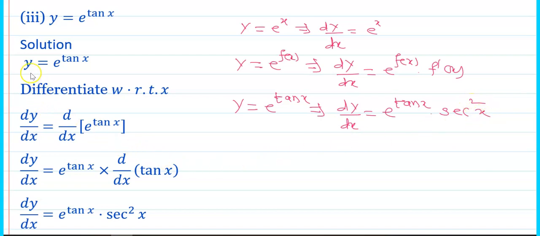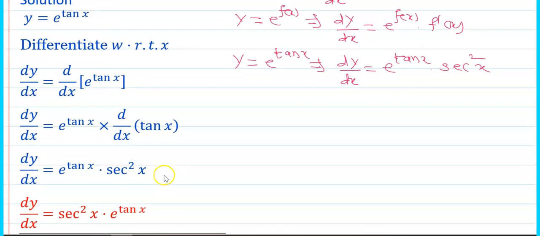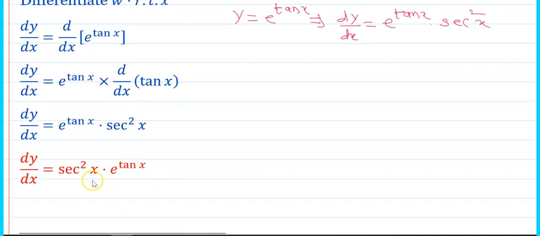Okay. Similarly here, y is equals to e raised to tan x. Differentiate this with respect to x. d/dx of e raised to tan x. E raised to tan x into derivative of d/dx of tan x, which is the sec square x. Okay. प्रत्येकदा आपल्याला याच फॉर्म मध्ये ते लिहायचं असतं आन्सर. Therefore, dy by dx is equals to sec square x into e raised to tan x.